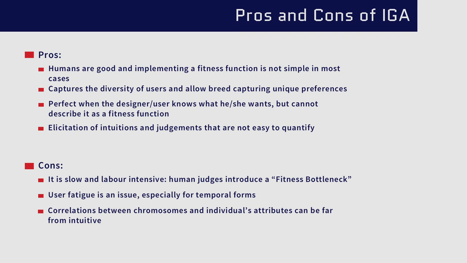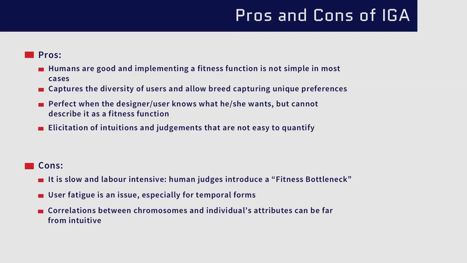This is perfect when the user, be they a designer, an artist, or a regular person, knows exactly what she or he wants, but cannot describe it as a fitness function. IGA has the potential to extract or reveal from the users what they really want, whether they can formulate it explicitly or not. Using interactive genetic algorithms has the potential to tap into intuitions and judgments that are not easy to quantify. For all these reasons, and as we will see in the rest of this session, interactive genetic algorithms are one of the main paradigms for computer-assisted creativity and computer-assisted design.